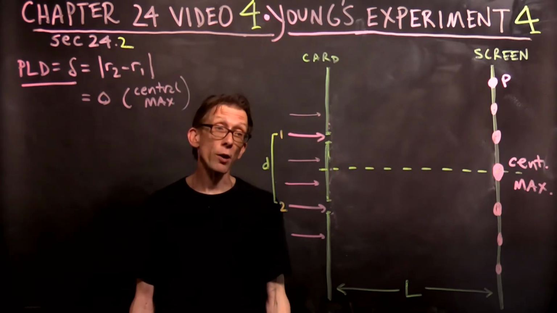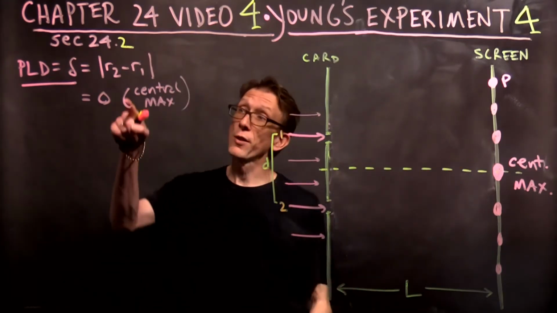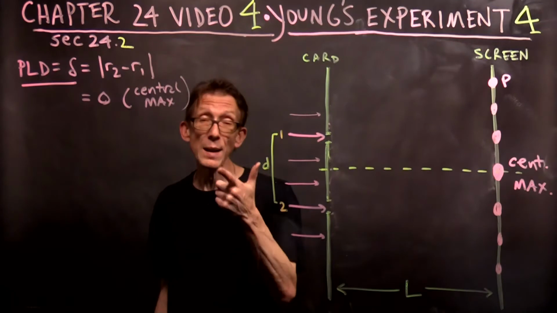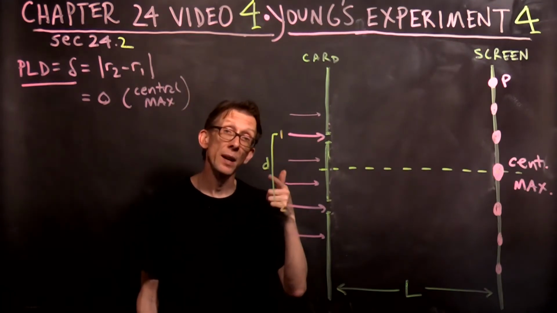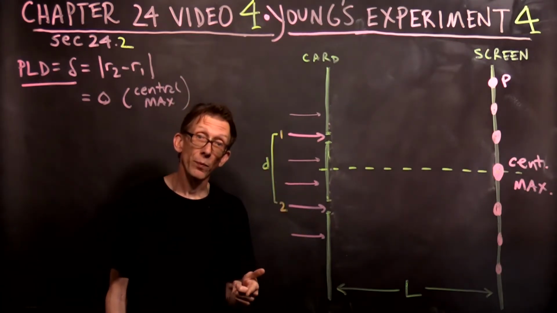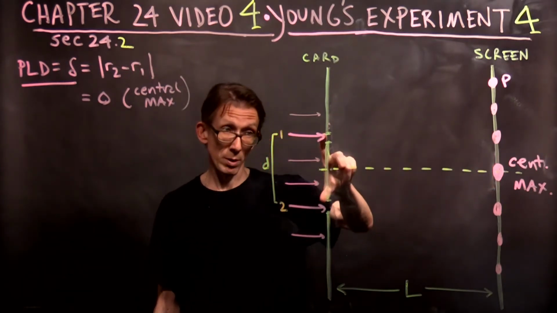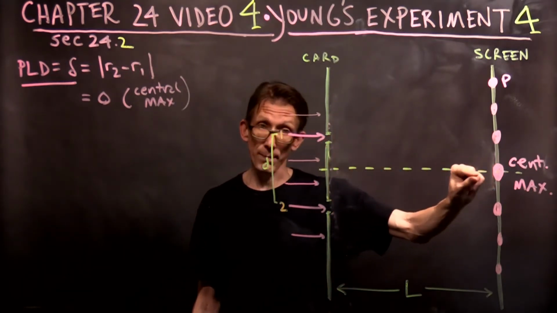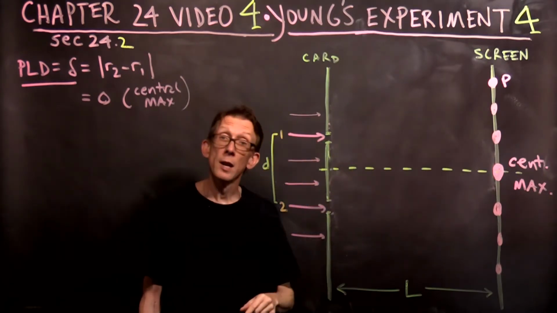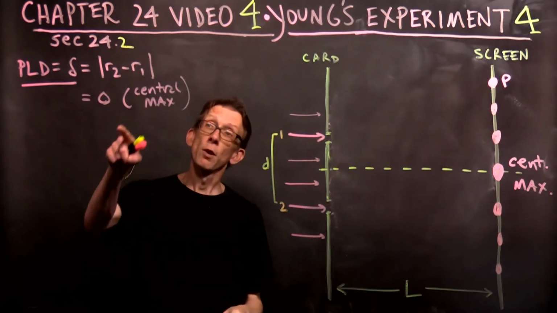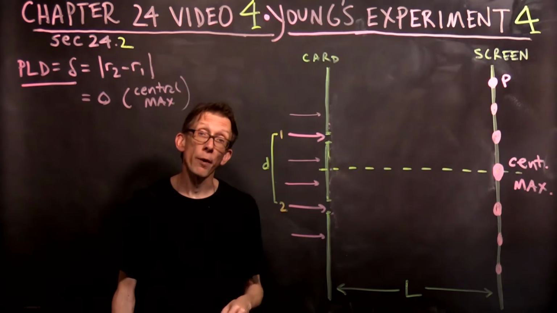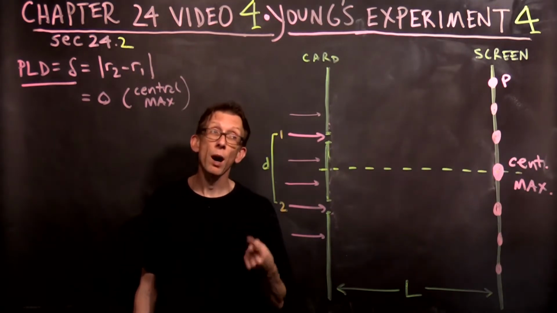Okay, and we saw that for the central maximum those two values were the same. R1 and R2 were the same length, right? Because this line is in the middle, runs to the central maximum. Those two lengths were the same. I just had it up there, but I erased it. Now we're going to figure out R2 minus R1 for a different point on the screen.